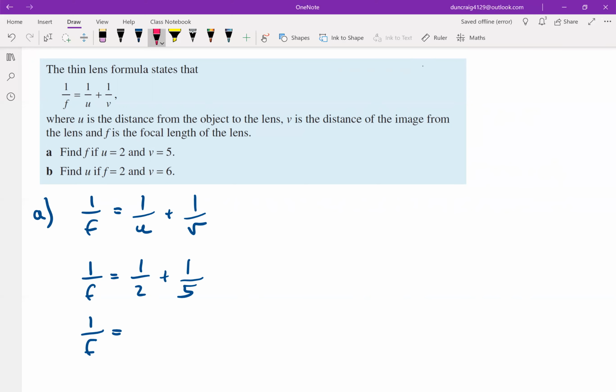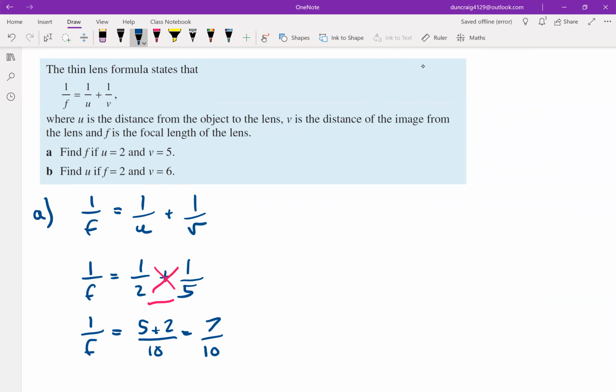Okay, so let's do this. And then, this is our process. So multiply those together, multiply those together, multiply those together. So 1 times 5 is 5, 2 times 1 is 2, 2 5s are 10, so that is equal to 7 over 10. Add those together.